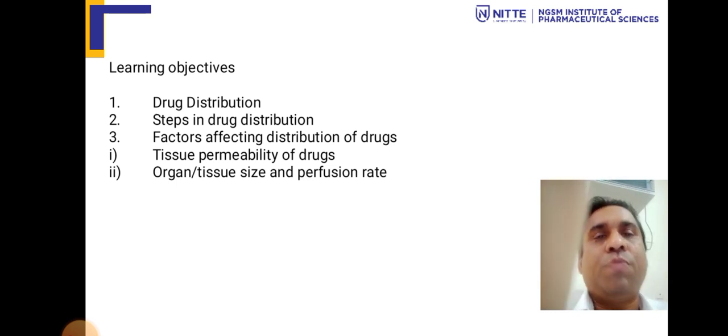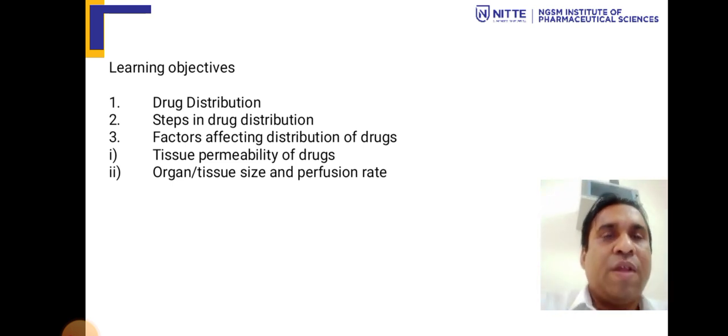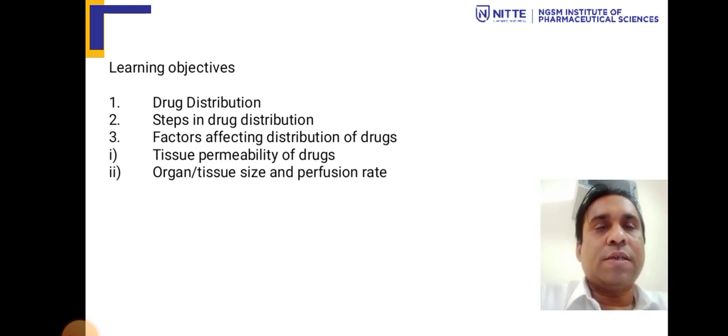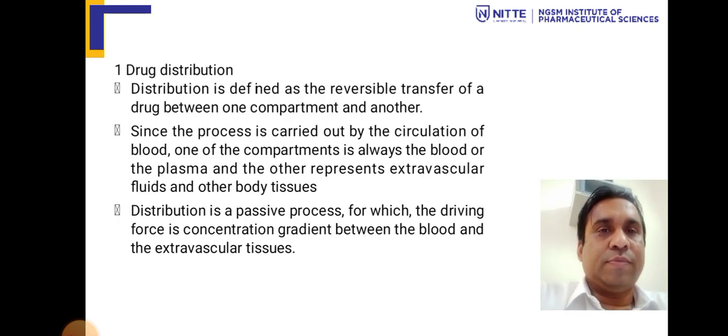So what are the learning objectives? First, we learn about drug distribution, steps in drug distribution, factors affecting distribution of drugs, tissue permeability of drugs, organ size and perfusion rate, which come under factors affecting distribution of drugs.